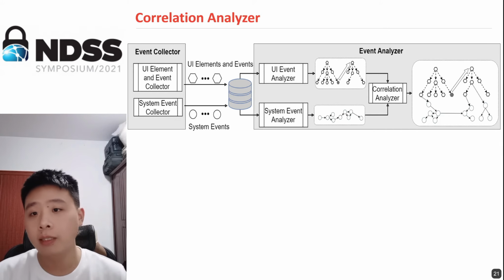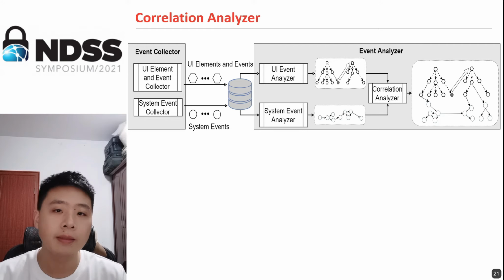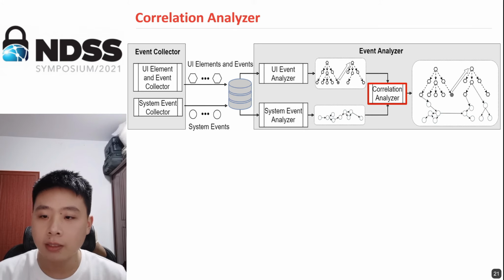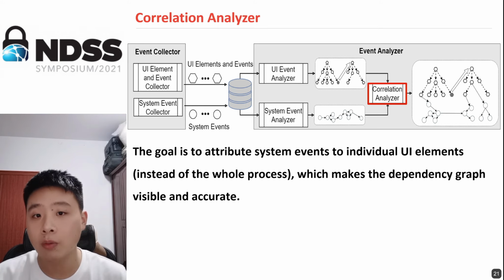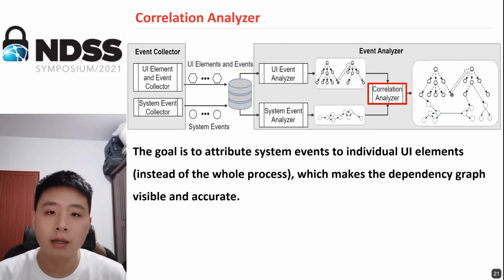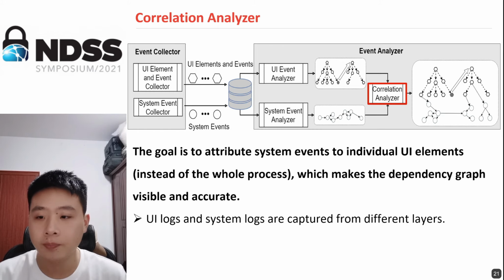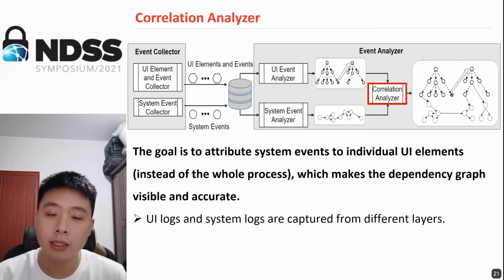After building dependencies for UI logs and system logs independently, we attribute system events to individual UI elements instead of a whole process to mitigate the dependency explosion problem and provide better visibility. However, UI logs and system logs are captured from different layers. How to correlate them is a challenge.